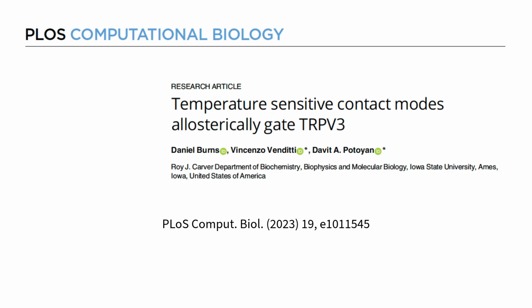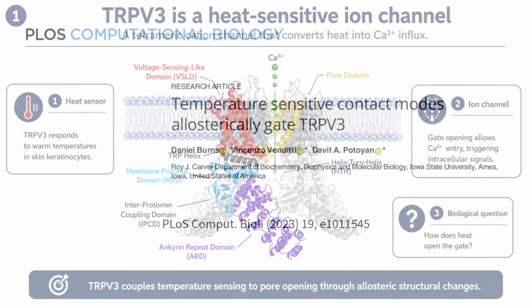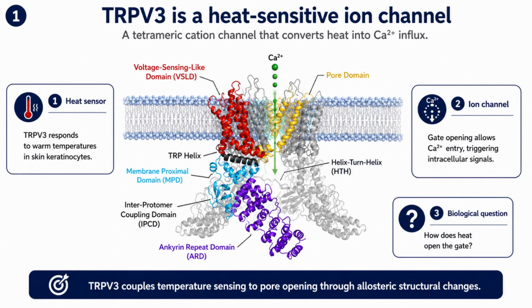How does TRPV3 convert heat into opening of an ion channel gate? TRPV3 is a tetrameric cation channel involved in temperature sensation. It sits in the membrane and contains several functional regions, including the voltage-sensing-like domain, the pore domain, the TRP helix, the helix-stem helix, the interprotomer coupling domain, and the ankyrin repeat domain.